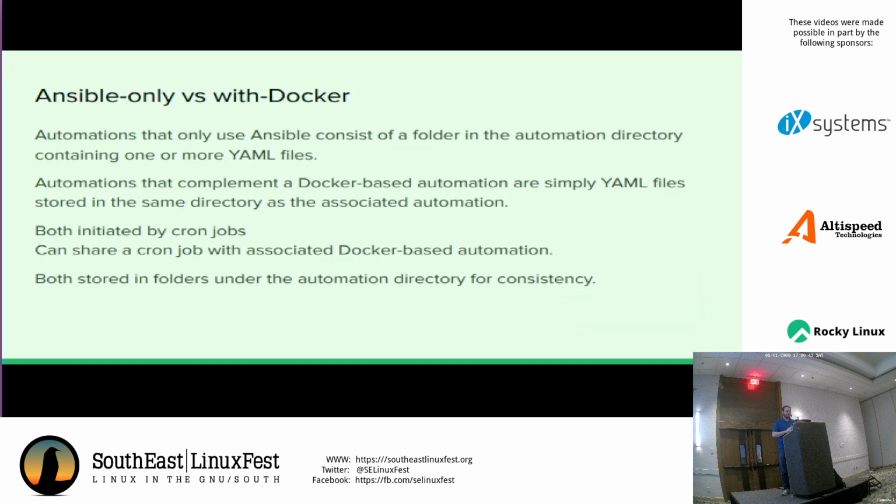So we have some automation, I kind of mentioned this earlier, but there's some automations that are Docker only, some Ansible only, and some that use both. When it's both, we keep all the files, the Python scripts, the YAML files, all together in the same automation folder. Both kinds are started by cron jobs, and we'll share a cron job if they're part of the same automation. Just keep both those commands in there.